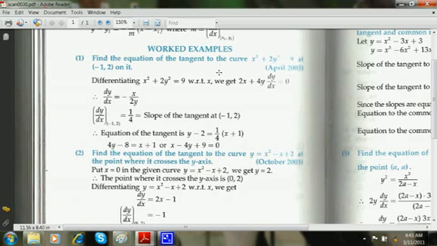Find the equation of the tangent to the curve x square plus 2y square is 9 at (-1, 2) on it. So this is what the curve is. Now for the equation of a tangent, for anything just get dy by dx. Look at this question, x square plus 2y square is 9. Get its derivative, basically dy by dx on both sides. So x square is 2x, 2y square is 4y into dy by dx. Like if it is 2x square it is 4x, but as it is 2y square, you can think of it as 2 into y square. Y happens to be another variable.